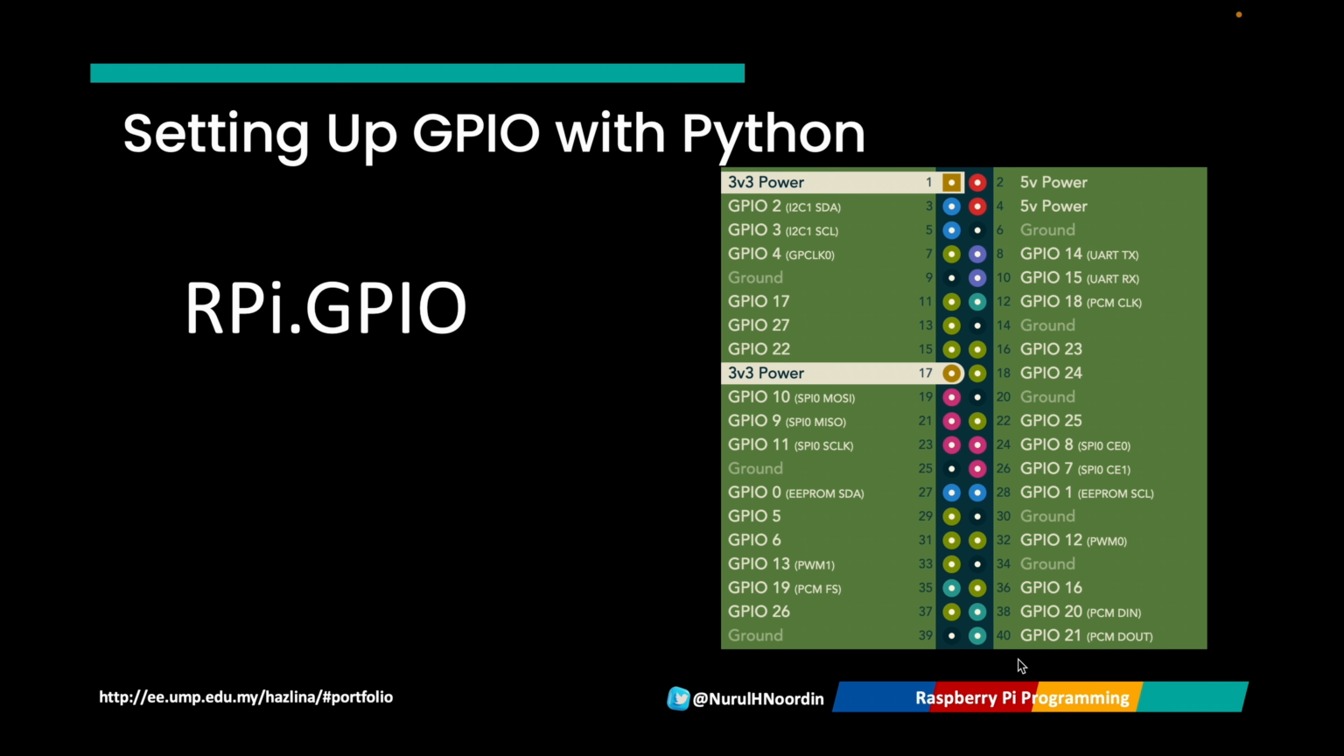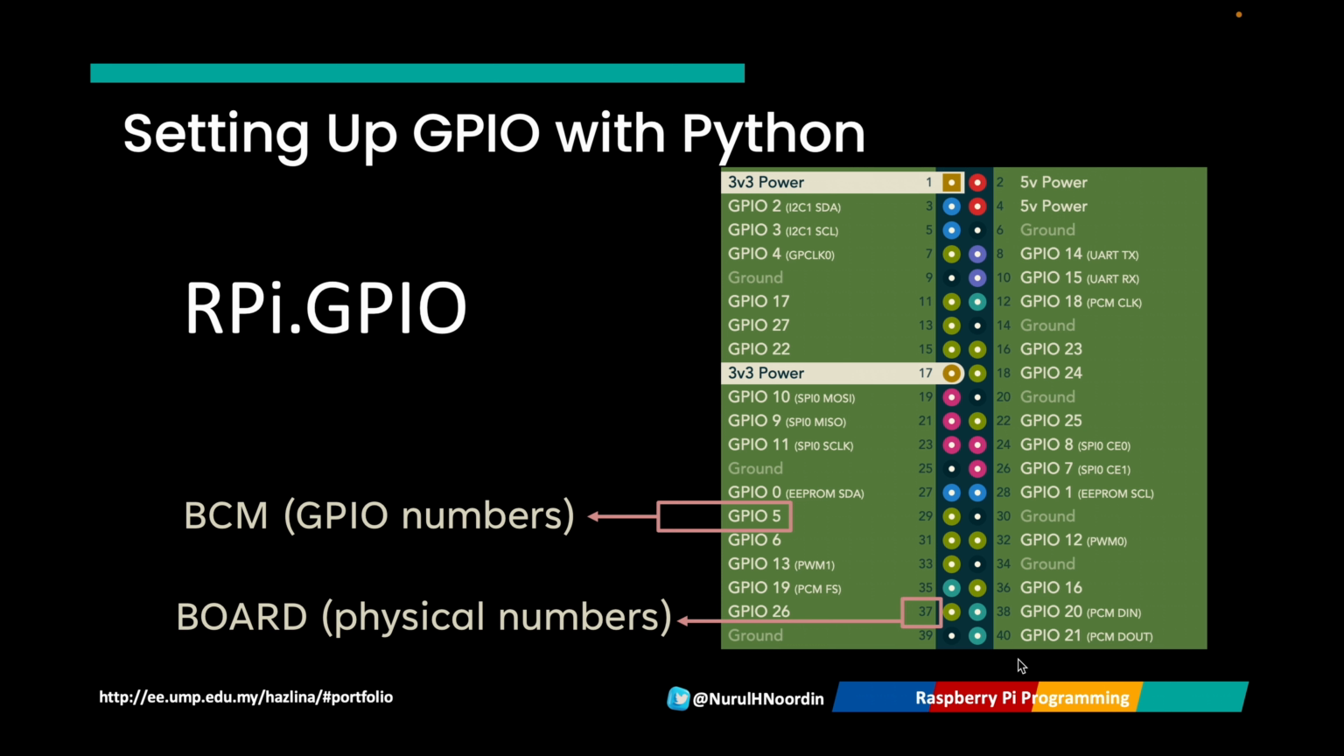such as LEDs, buttons, and sensors. The first step is importing the libraries. Before we can control the pins, we need to set the pin numbering mode. The Raspberry Pi has two ways of referencing GPIO pins. The first one is the BCM mode. This refers to the Broadcom GPIO numbering, which follows the internal hardware design of the Raspberry Pi. For example, GPIO 18 corresponds to a specific pin, but its location may vary depending on the Raspberry Pi model.